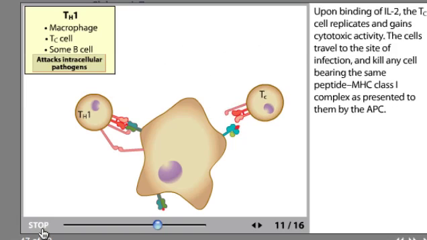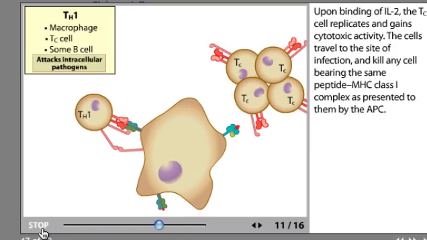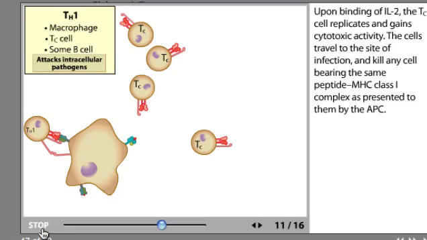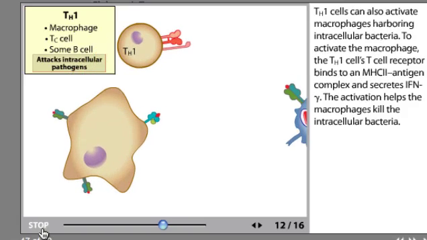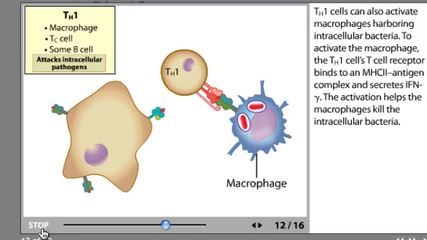Upon binding of IL-2, the cytotoxic T cell replicates and gains cytotoxic activity. The cells travel to the site of infection and kill any cell bearing the same peptide MHC class I complex as presented to them by the antigen-presenting cell. Th1 cells can also activate macrophages harboring intracellular bacteria. To activate the macrophage, the Th1 cell's T cell receptor binds to an MHC2 antigen complex and secretes interferon gamma. The activation helps the macrophages kill the intracellular bacteria.